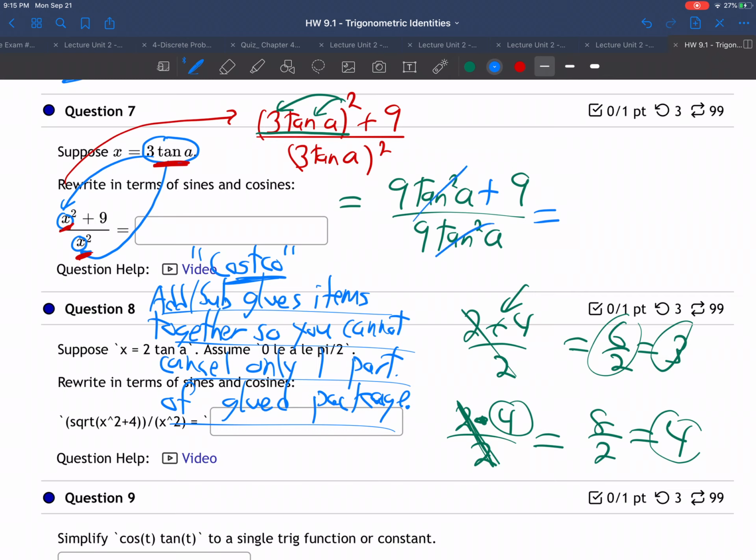Okay, so anyway, that's a long story to say don't do that. Don't cancel these because that plus sign is a package deal, a glued together thing. Can't do it. So what do you do then? What in the world do you do then?